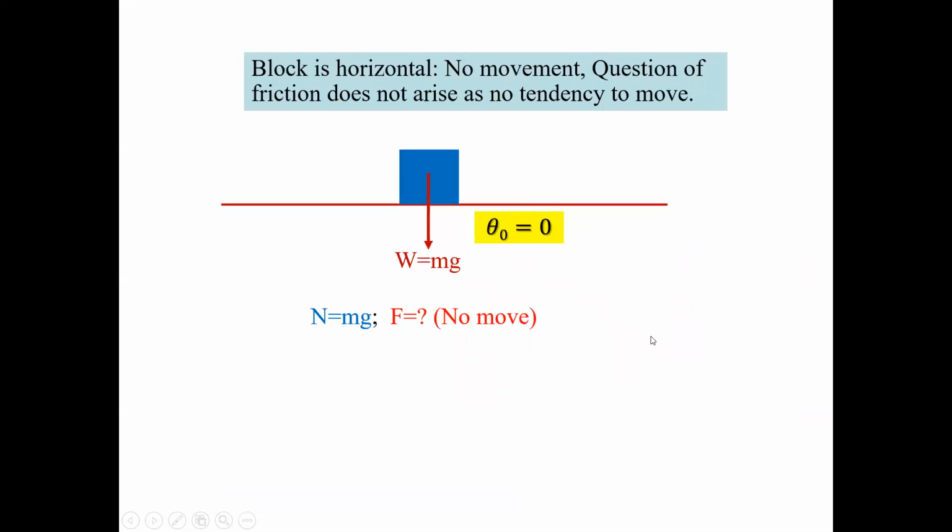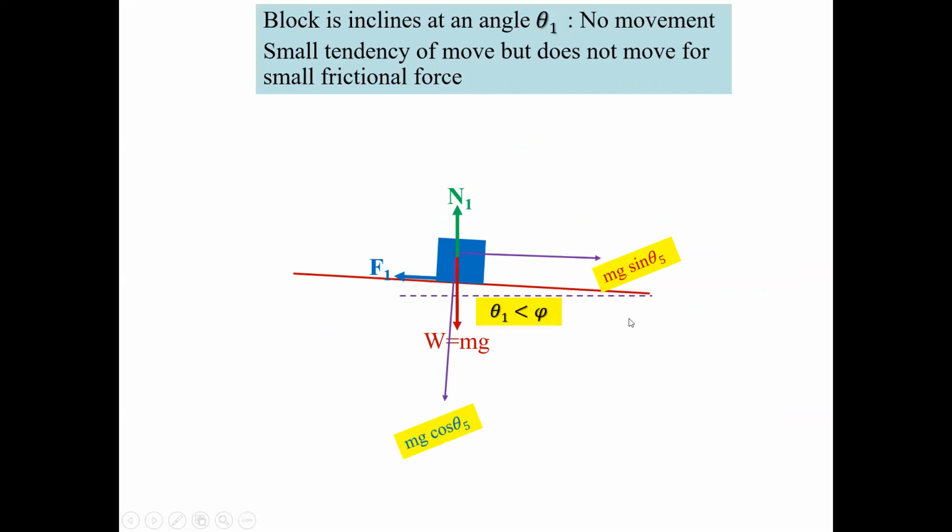Now, if the block is horizontal, no movement, the question of friction doesn't arise. Actually, no tendency to move. The block is inclined at the angle theta 1, a small angle. No movement. Small tendency to move but it does not move due to friction. So the normal force is N1 and friction force is F1 for theta 1, which is less than phi. Now what is phi? I'll explain at the end.